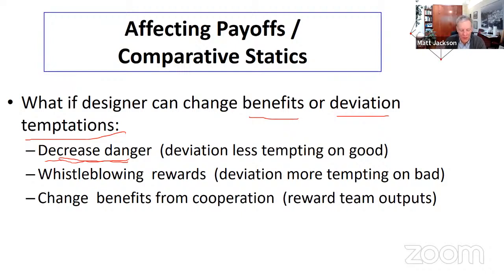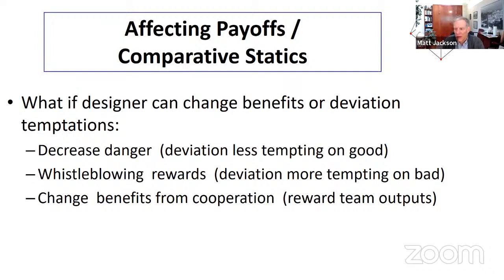They're more likely to want to back up their partner. We make the temptation to deviate on the bad things higher, so we give them rewards if they report their partner for doing something bad. We change the benefits from overall cooperation, so maybe we give them bonuses for total team production. We can't actually see exactly when they're producing and how they're doing it, but we could say, look, you had a great safety record this year. You handled all these things perfectly. We're going to give you all a bonus.